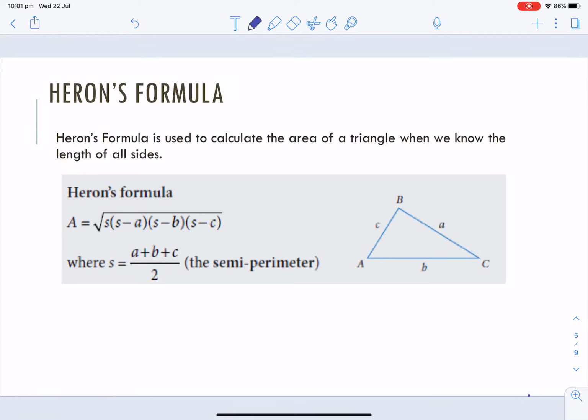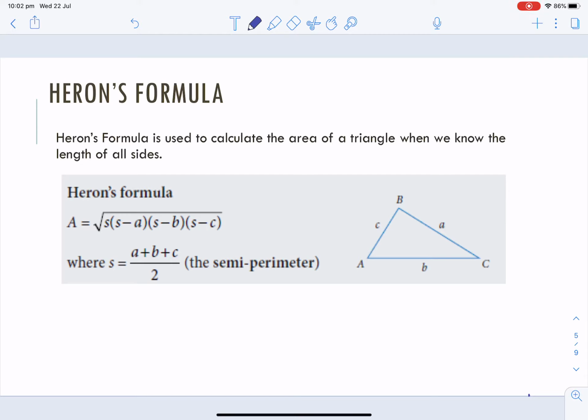Alright, so part 2 of 10.3 area. As I said previously, I'll break it into 3 parts, so you're not listening to me for an hour or so. We're on to Heron's formula. Heron's formula is used to calculate the area of a triangle when we know the length of all sides.